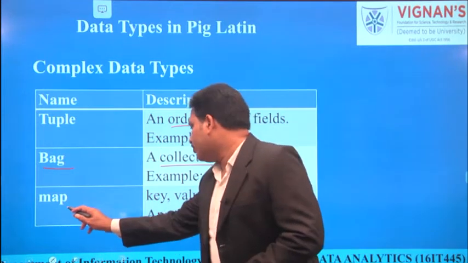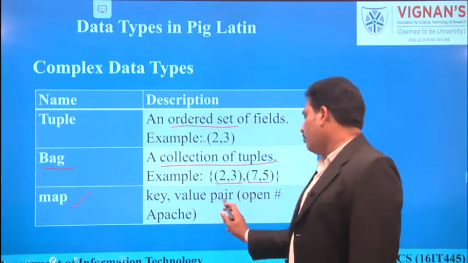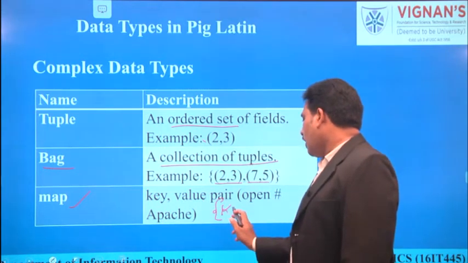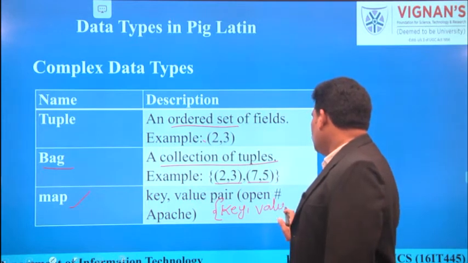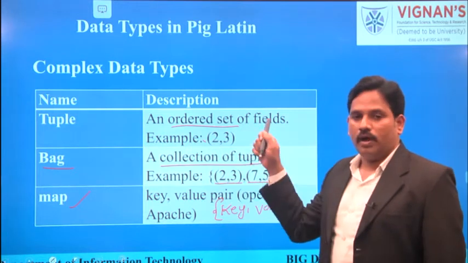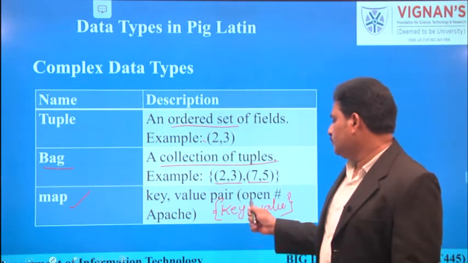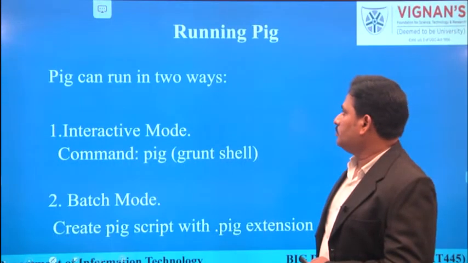And another one is map. So whenever you want to map key value pair information from MapReduce, we can use this map data type. That is, key value paired information can be accessed by using map data type. So these are the complex data types in Pig environment.